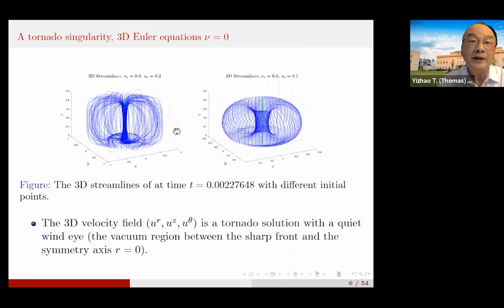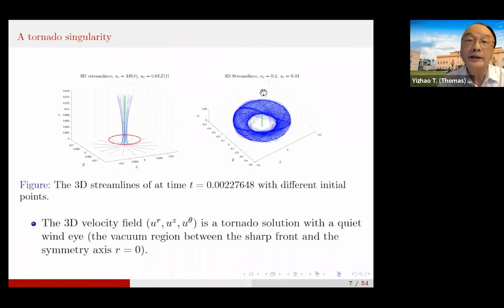And then it develops a tornado type singularity, in the sense that if you start the streamline of a velocity field, you get sucked into the symmetry axis, swirling and going upward, and then go outward and then come back again, like a circle. This is a different initial position of the streamline. You can see the tornado kind of singularity. And then you get very close to the center of the singularity. So the singularity actually approaches r = 0.